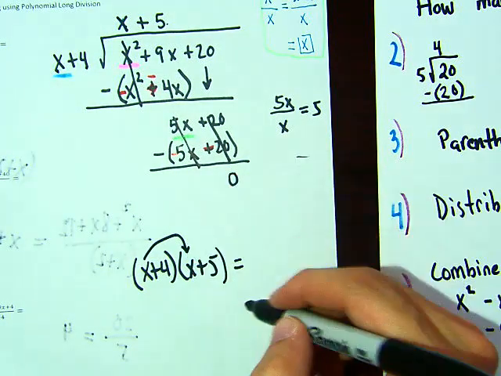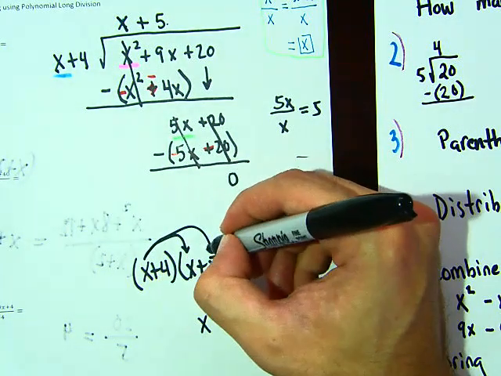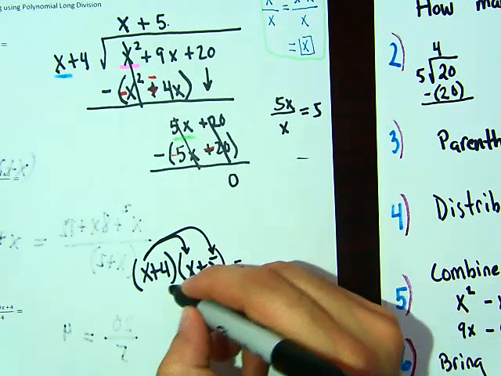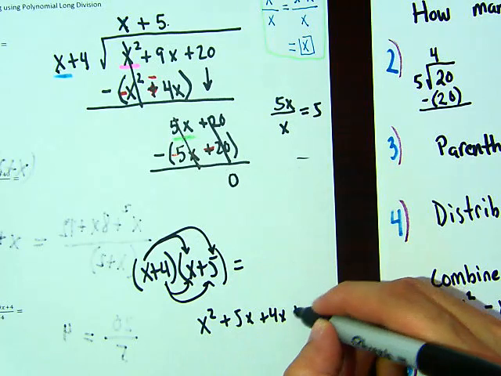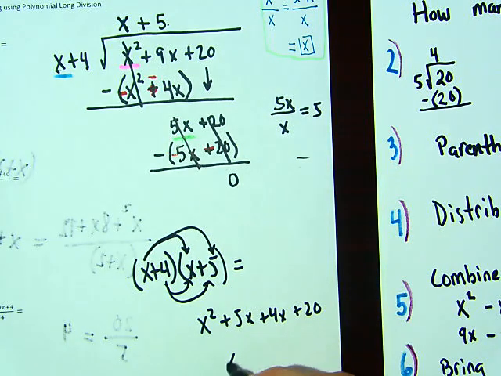x times x is x squared. x times 5 is 5x. 4 times x is 4x. And 4 times 5 is 20. And when I add these two in the middle, I get x squared plus 9x plus 20.